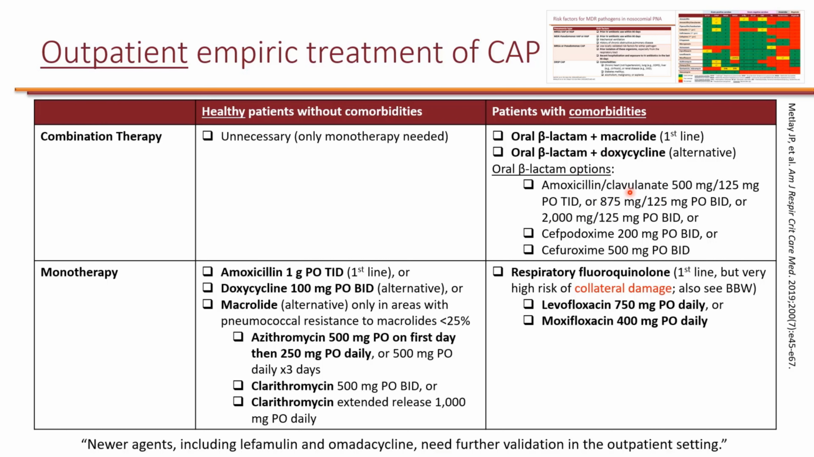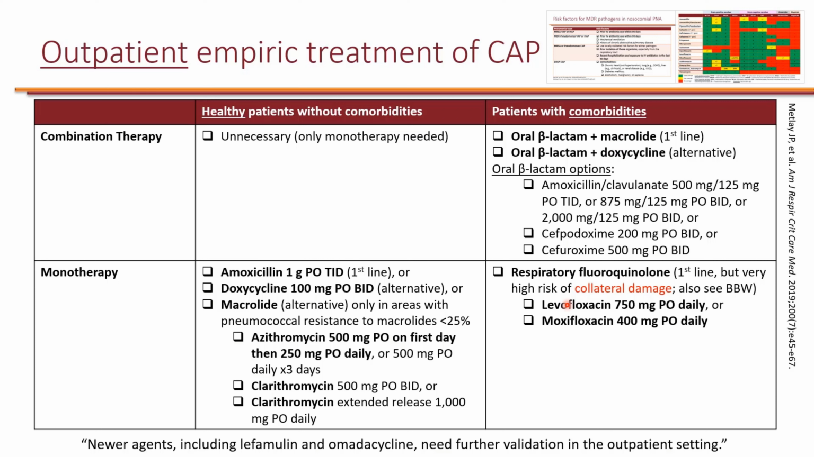With amoxicillin, we use the clavulanic acid combination in order to overcome the beta-lactamases from H. flu and Moraxella catarrhalis, because with these patients you're more likely to have those strains. And of course, you can also use cephalosporins like cefpodoxime and cefuroxime. If you choose any of these, it has to be in combination with either azithromycin or doxycycline.